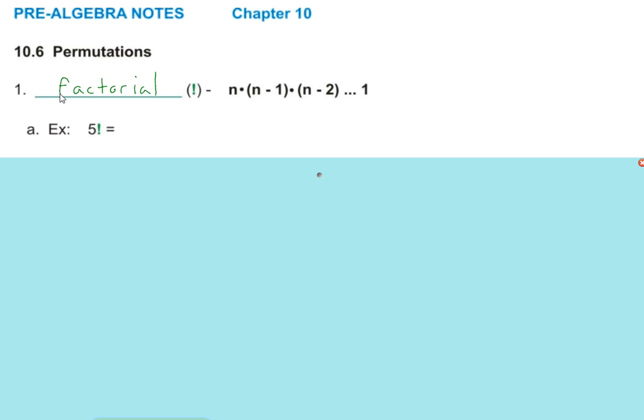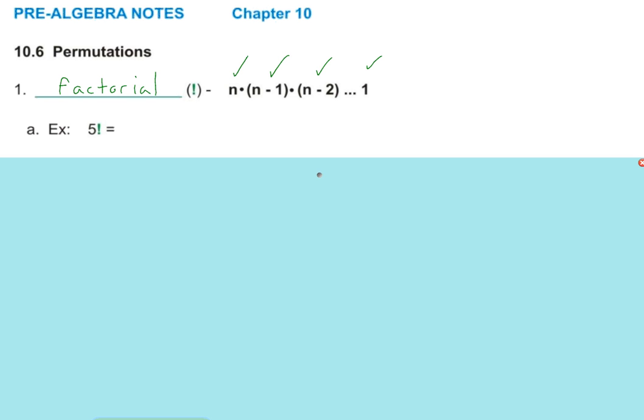It means take the number. You don't need to mark that. I'm just trying to get you to focus where I'm looking, where I'm talking about. And multiply it times the next lowest number, and multiply it times the next lowest number from that, all the way until you reach 1.